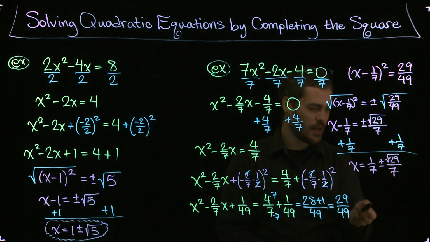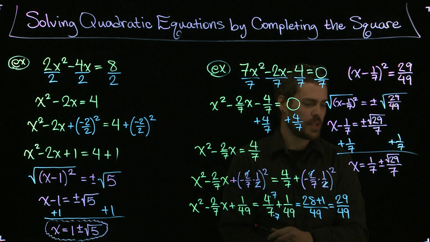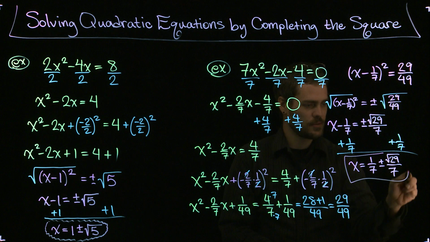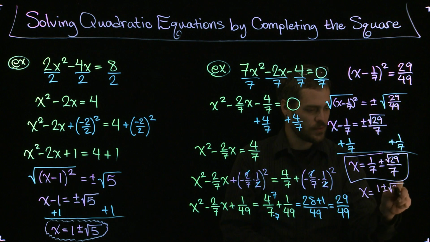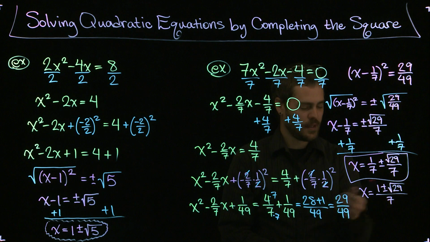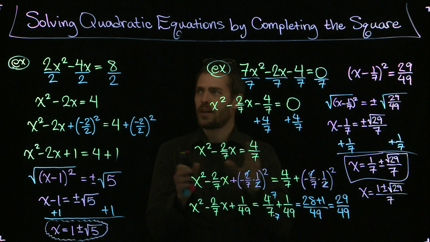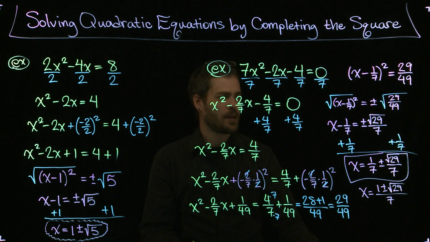You could leave it like that, or you could use that common denominator to call it 1 plus or minus root 29 all over 7. So this is fine. Here's our solution, or solutions, I should say. And again, you could write it like this: x equals 1 plus or minus root 29 all over 7, same. And if you wanted to, you could get common denominators if there weren't common denominators, and proceed from there. So that's it for this video. Let me move on to other more complicated examples of solving quadratic equations by completing the square.